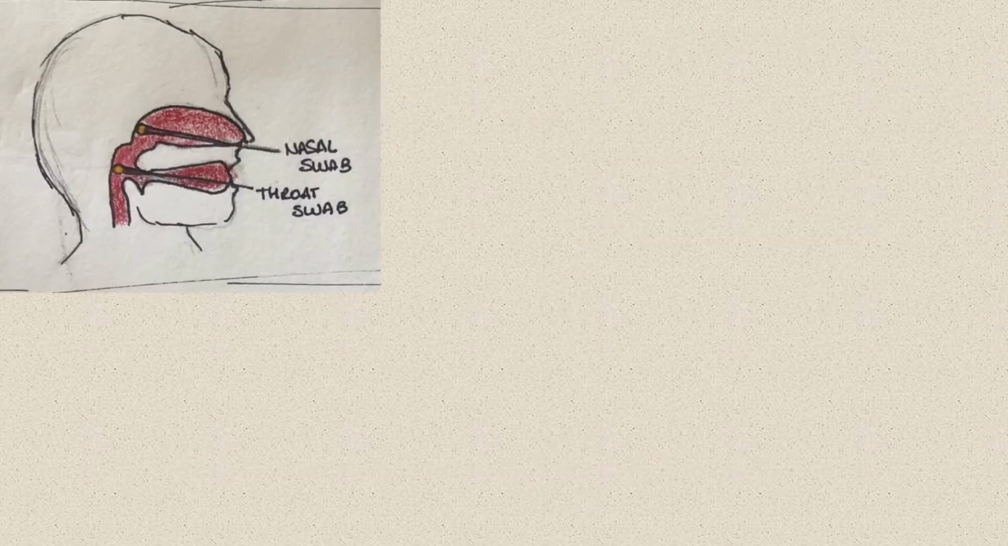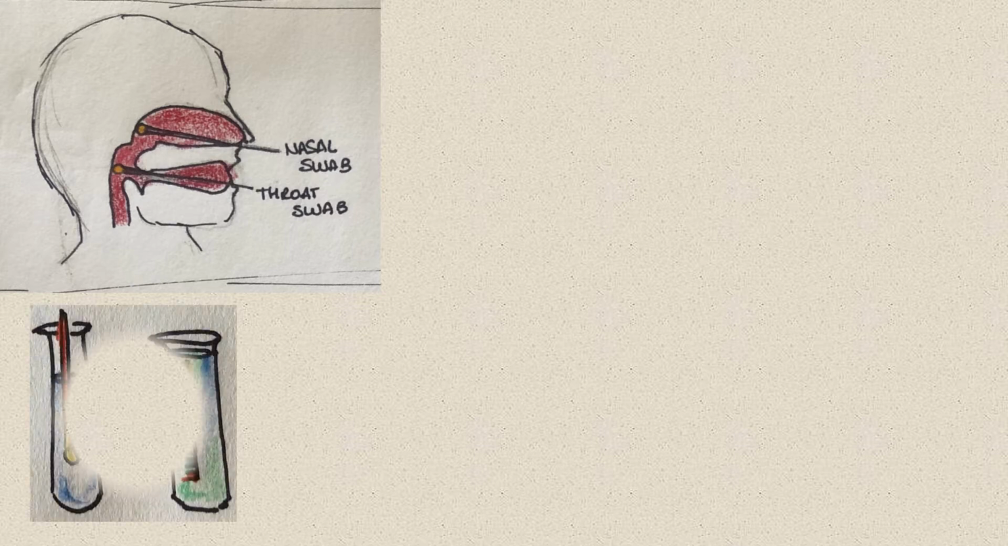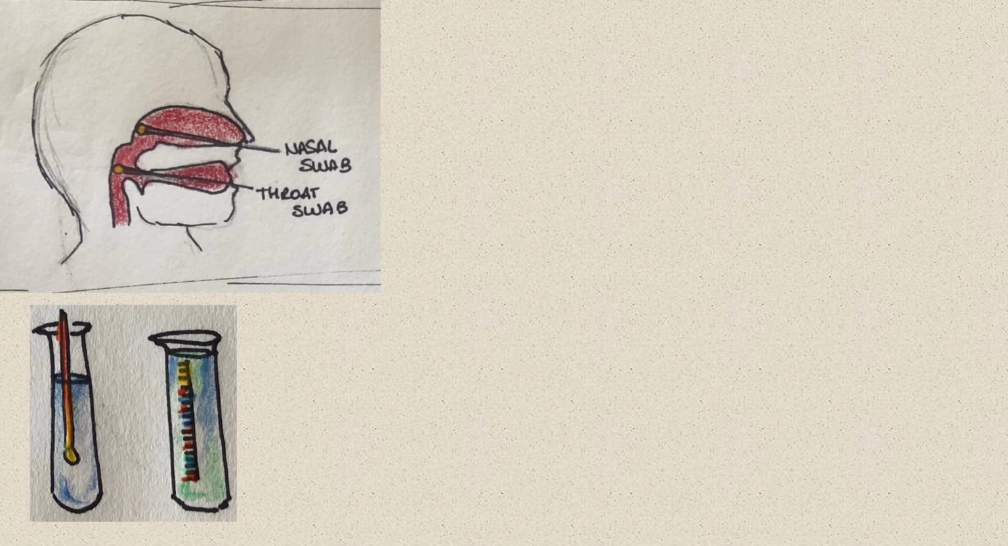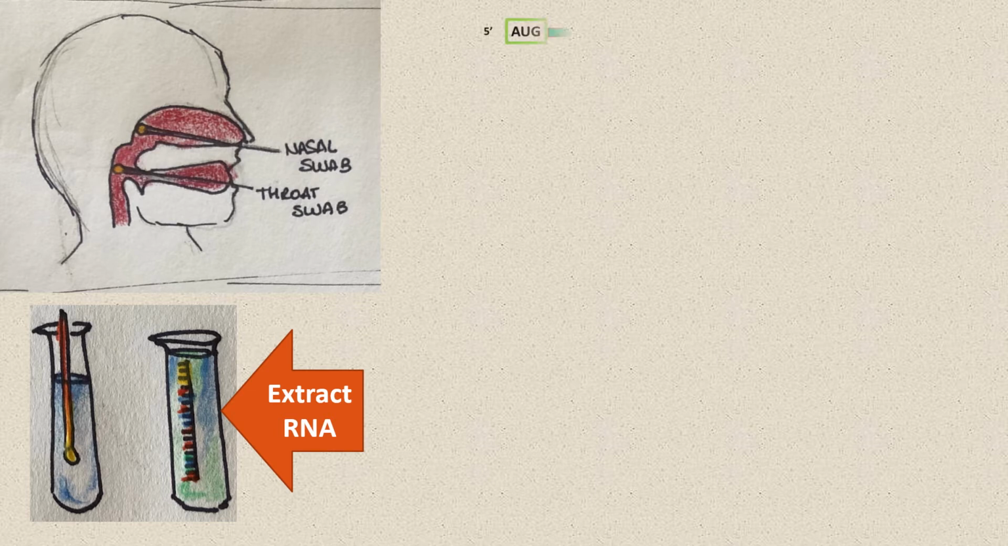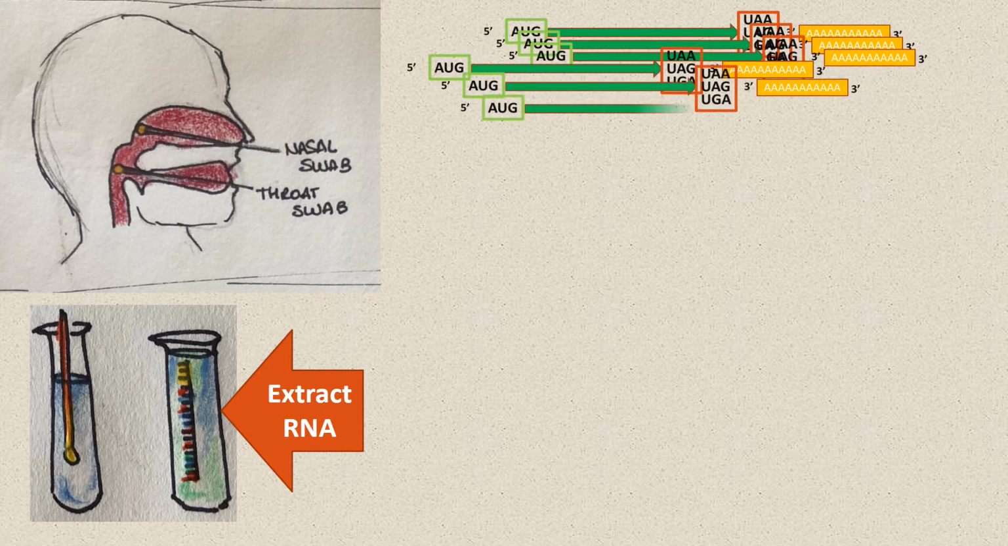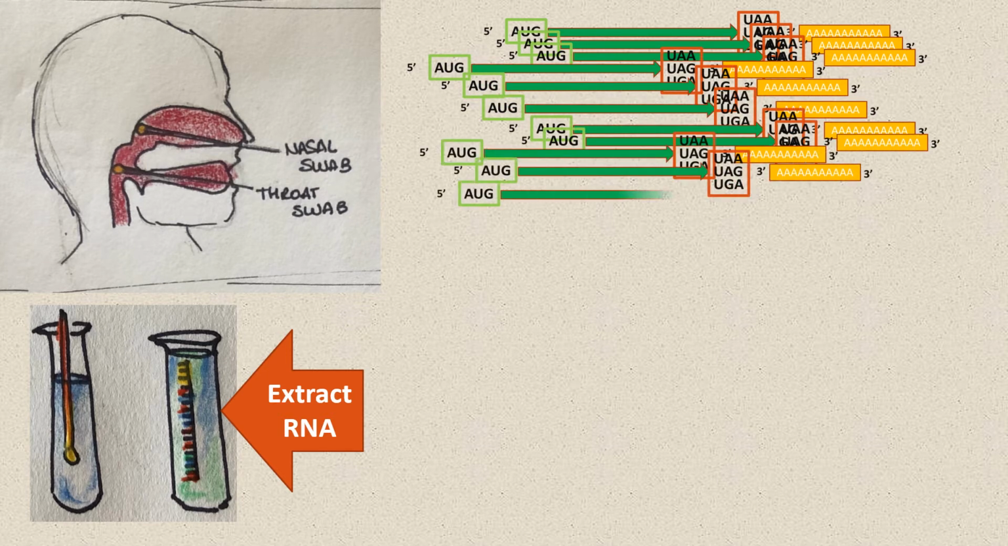When we have a patient and we do the nasal swab or the throat swab, we then use that cotton swab to put it into the media and we extract the RNA. So now we have the messenger RNA, we extract it, and what's happening? Of course, we've got a ton of messenger RNA. That's what we have when you sneeze or when you cough. So we're actually extracting a lot of RNA.